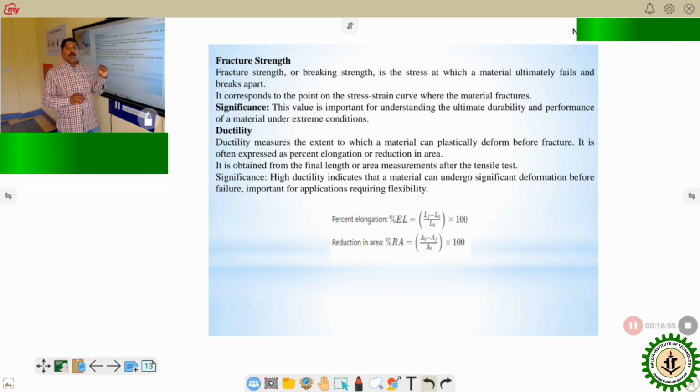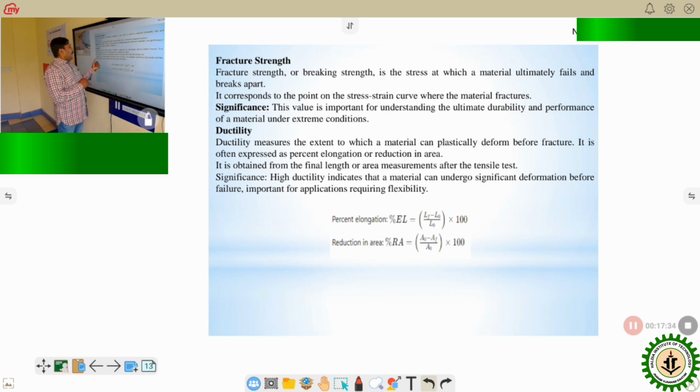Next one is ductility. All of you know that ductility is a main mechanical property of any material. What is this? Ductility measures the extent to which a material can plastically deform before fracture. It is often expressed as percentage elongation or reduction in area. Percentage elongation means the length is increased, and conversely, the area is reduced. If your length is elongated under the applied stress or force, your area will be reduced.